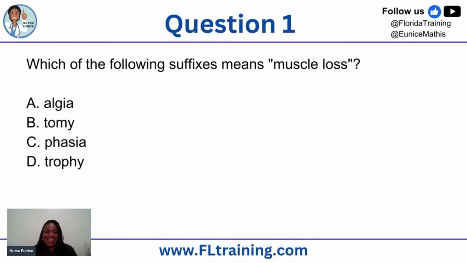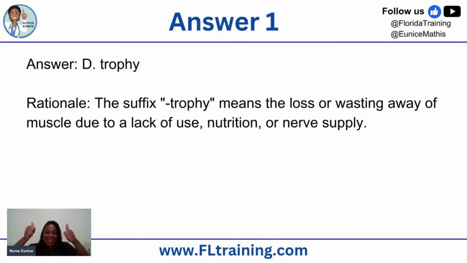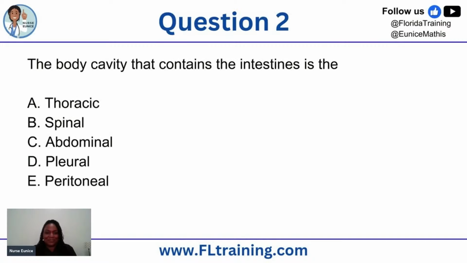All right, giving you about 5 seconds. So we're revealing the correct response in 4, 3, 2, and for everyone who chose D, you got it. Trophy at the end of a word means the loss or wasting away of muscle due to a lack of use, nutrition, or nerve supply. So great job, everybody.